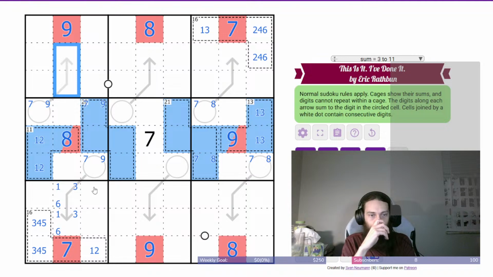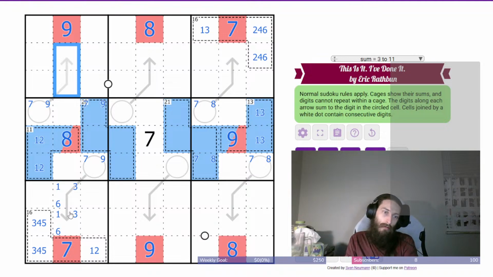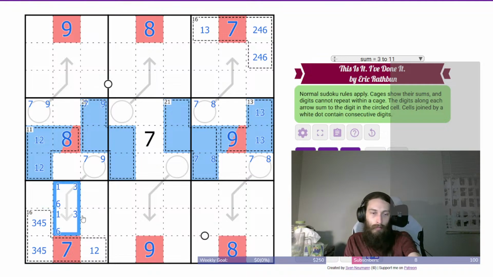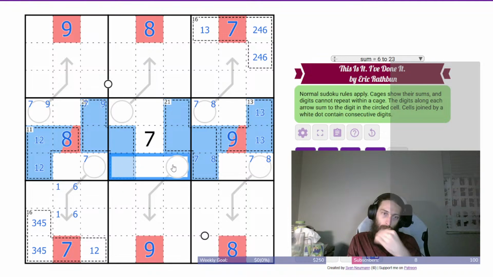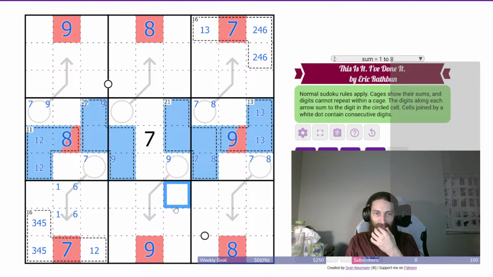Yeah. In box 3, how does that break down with the 7s and 8s there? Wait, we said the 3 was removed from here, right? The 3 was forced in here? Oh yeah, the 3 is forced on there. So this can't be a 9 ever. Right. Interesting. Okay, that's a 9 down here. Okay.